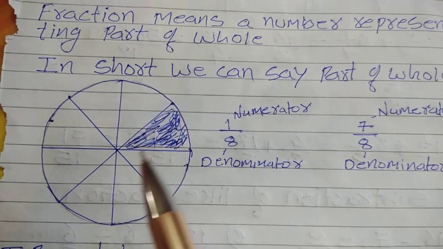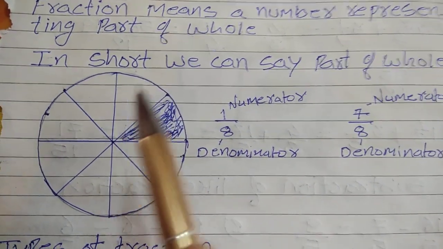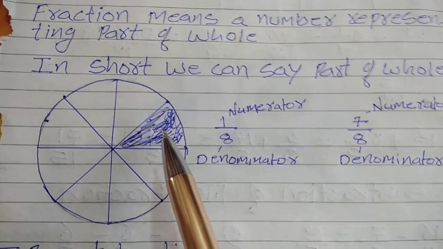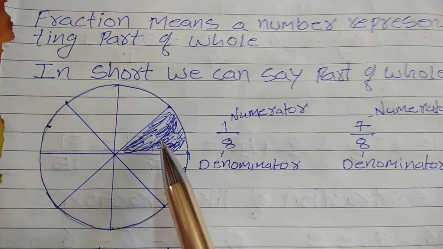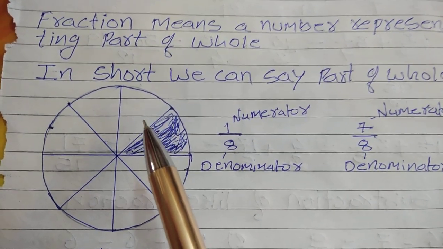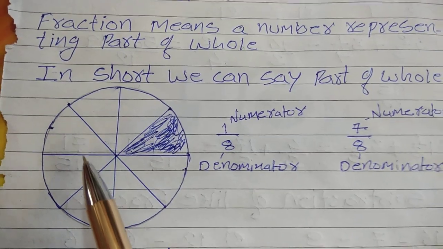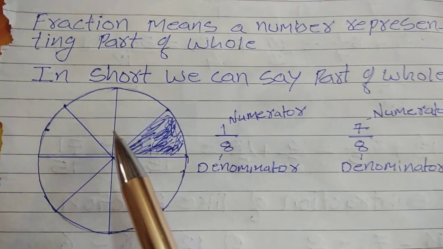So what will you do? You will make some slices of the cake. After making the slices, you will give one slice to each one. So suppose you give this one slice to your friend. How many parts are there of this cake? Here we divided this circle into 8 parts, meaning 8 slices. So we assume it is a cake.